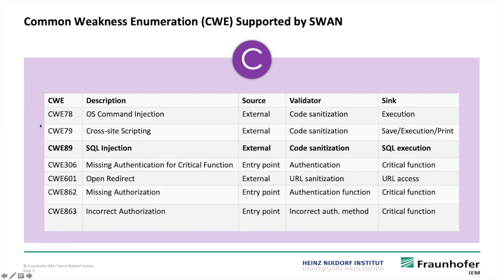In the table, we see the CWEs that are supported by SWAN and that they have different definitions of the security relevant methods. For example, CWE 89, SQL injection, defines a source as a method that introduces external user input into the program. Sinks are all methods that operate and modify a database. CWE 89 has also its specific validators, which are methods that sanitize the SQL statements.